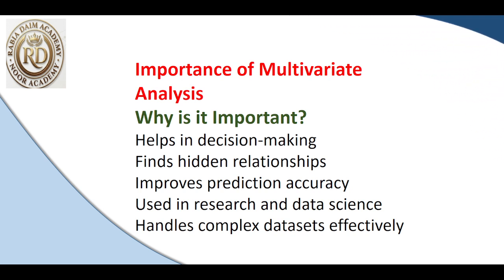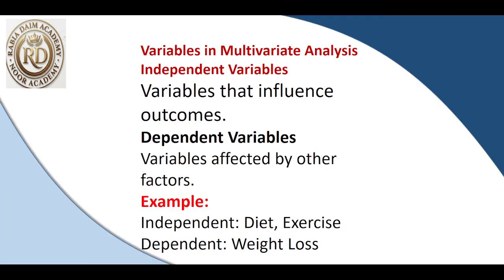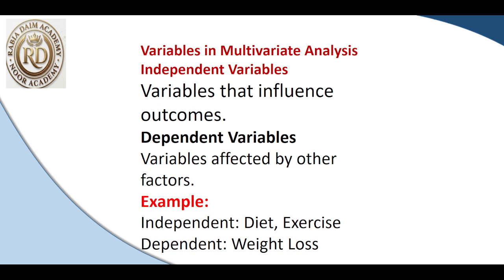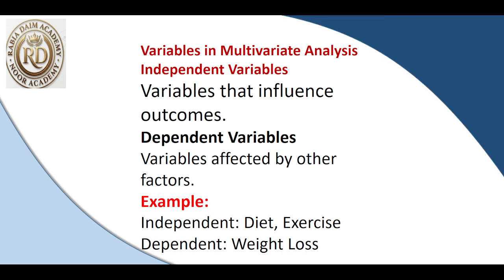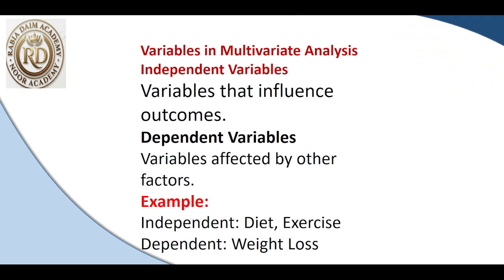And we can see the variables involved in multivariate analysis. There are two main types: independent and dependent variables. Independent variables are variables that influence outcomes, and dependent variables are variables affected by other factors. For example, independent variables like diet and exercise result in the dependent variable of weight loss.